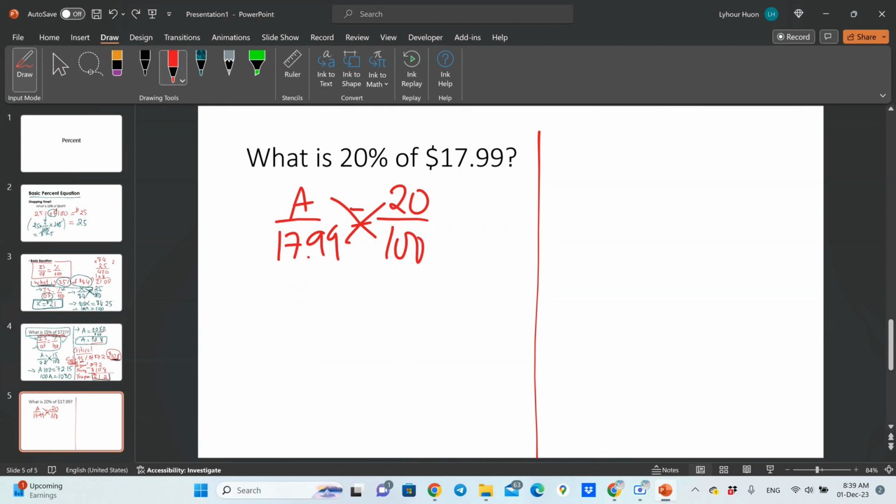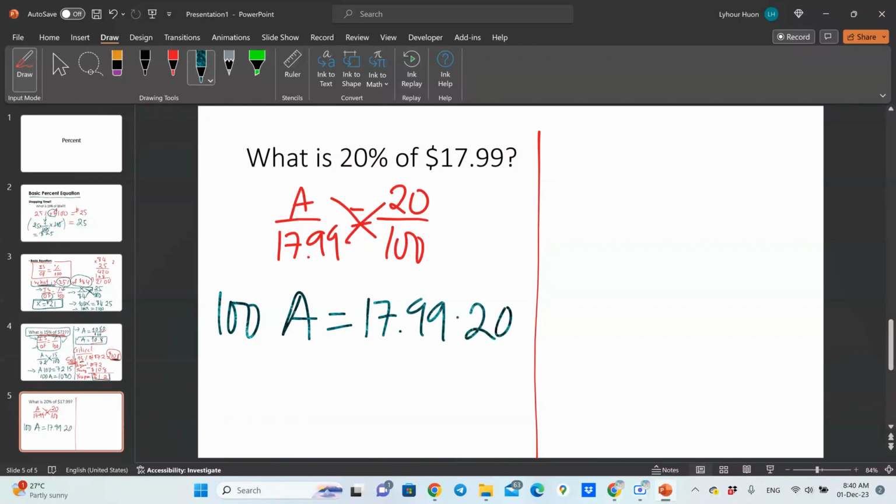So the answer I got was 15.99, for multiplying. When we do cross multiplication, 100a equals 17.99 times 20, which is equal to what? What is your answer? 15.98. Okay, let me check.